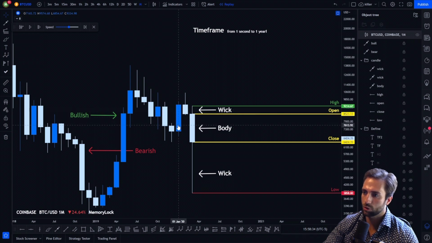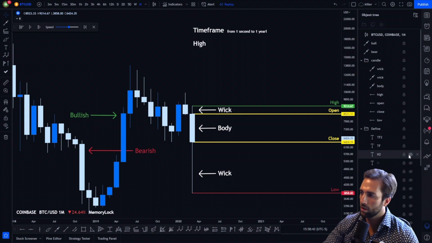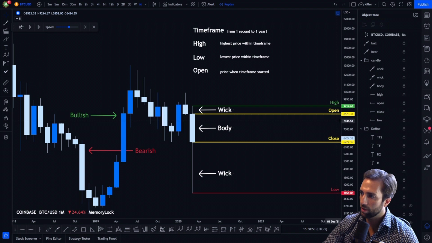For example, this is January, February, and we're taking a look at all of the price action in March, just in this single candle. The high of March was around 9.2 thousand. The low of March was about 3.8 thousand. March 1st opened up at 8.5 thousand, and the month closed at about 6.4 thousand.